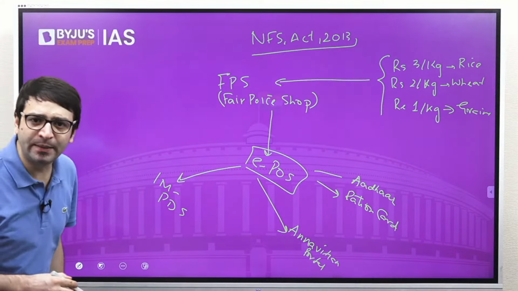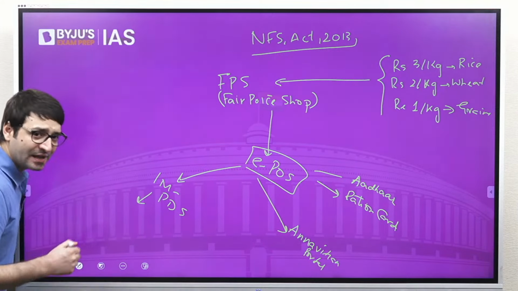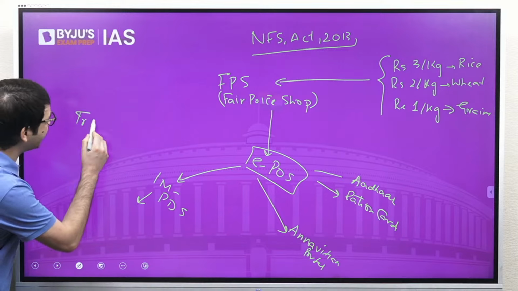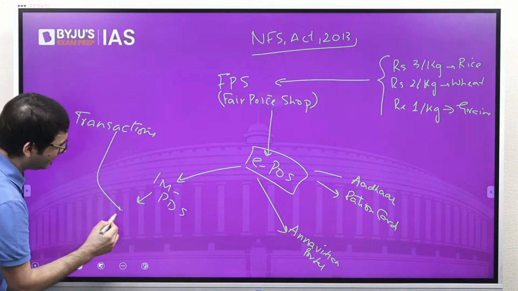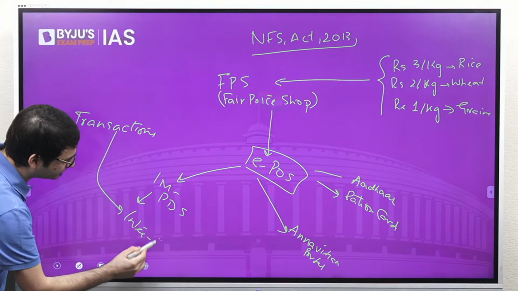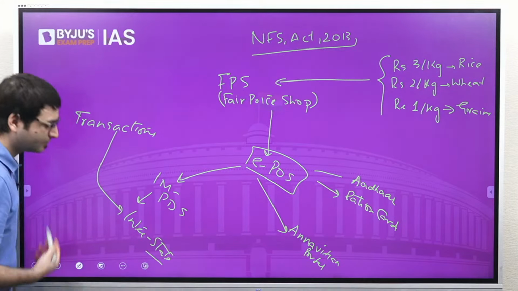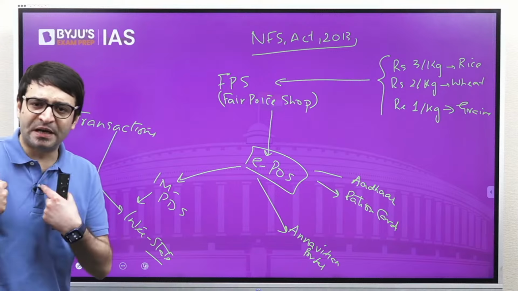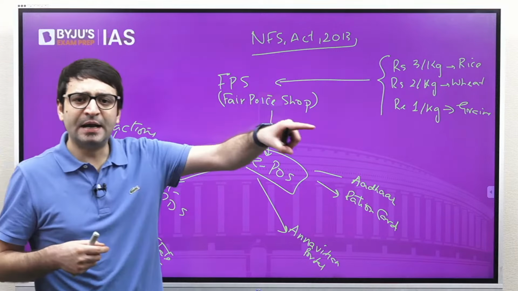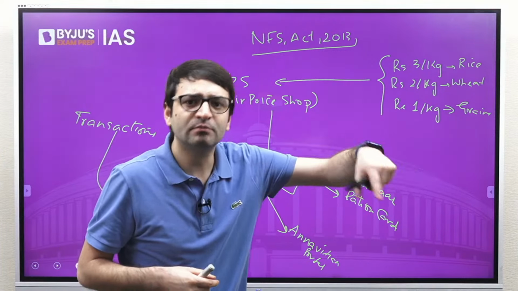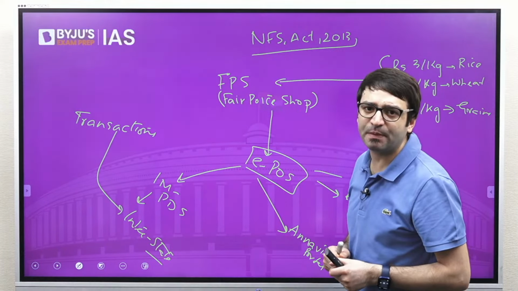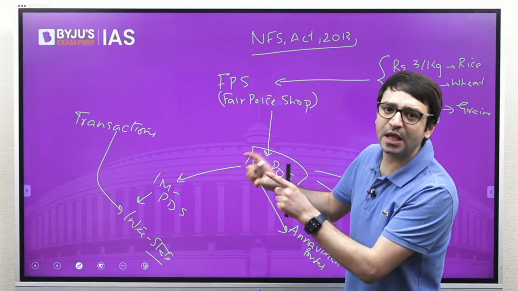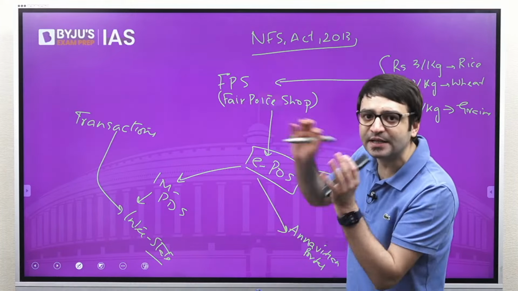Integrated Management Public Distribution System portal will keep note of the transactions which are interstate. Beneficiary from West Bengal, I am getting the benefit from Tamil Nadu. Database called Integrated Management Public Distribution System will keep track of all these interstate transactions.